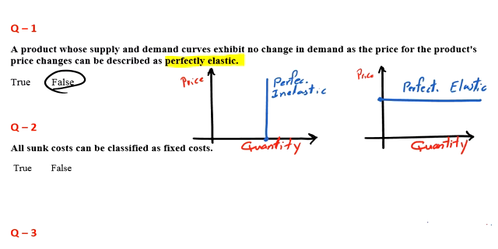Question number 2. All sunk costs can be classified as fixed costs. We know that all sunk costs are fixed costs, and also non-refundable, while the fixed costs are refundable. So it is true, but keep in mind the relation between sunk and fixed costs: we have all sunk costs as fixed costs, but not necessarily the fixed costs are sunk costs.